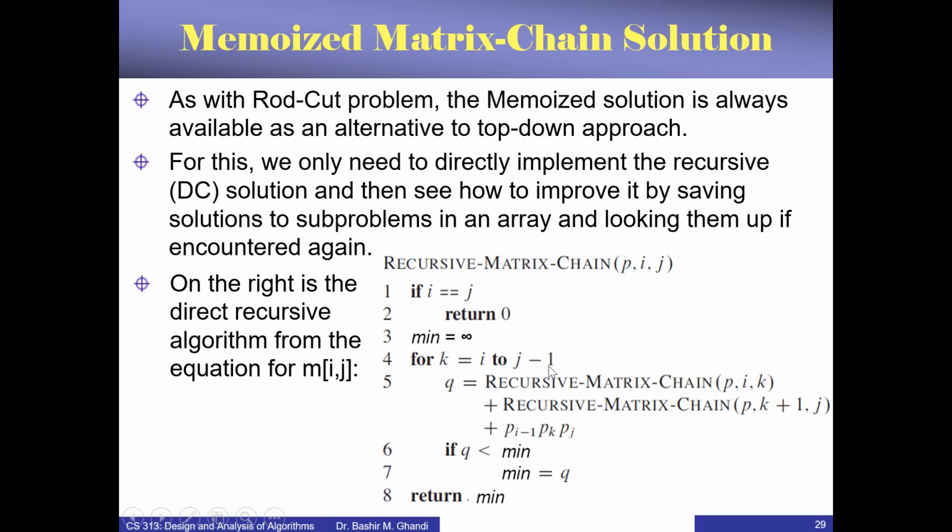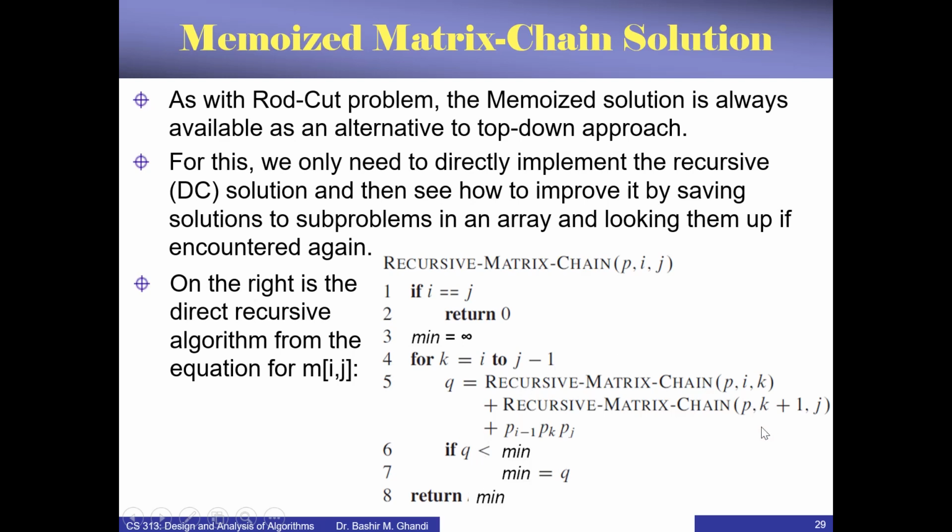So exactly as in our formula, but compare this q with the current value of min. If q is less than min, then min becomes q. Okay, and you repeat. So by the end of this loop, return the minimum that you're going to get.